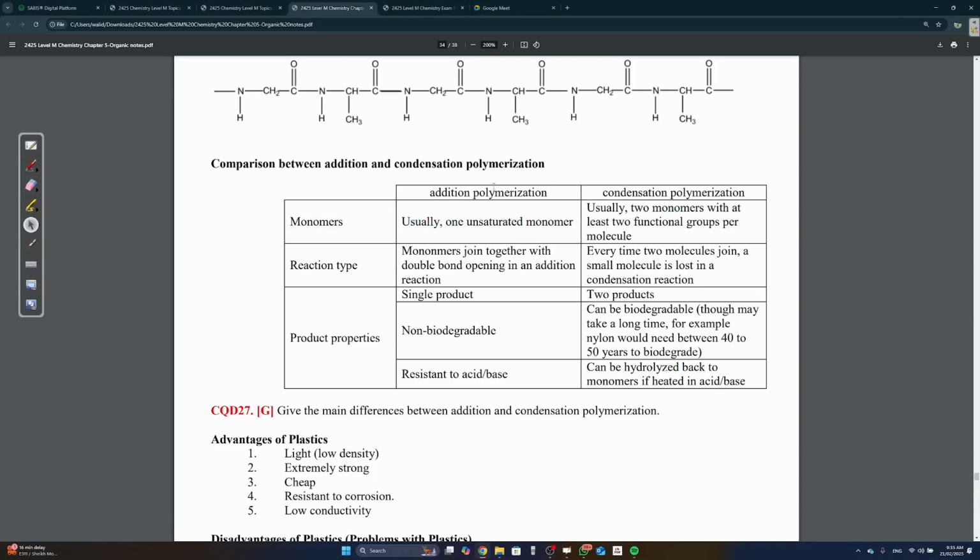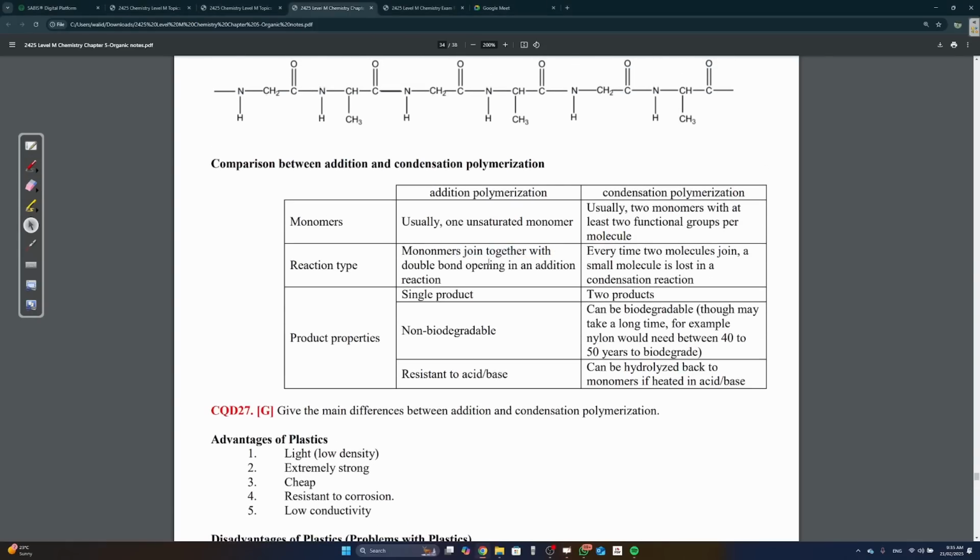Let's go through them one by one. In addition, usually it's one unsaturated monomer, right? Remember, for addition to happen, it has to be carbon double bond. Remember this, please, okay? Condensation, it's 2 monomers with at least 2 functional groups per molecule, right? You need to have 2 different functional groups for condensation. So to know condensation, it's basically 2 different molecules adding together.